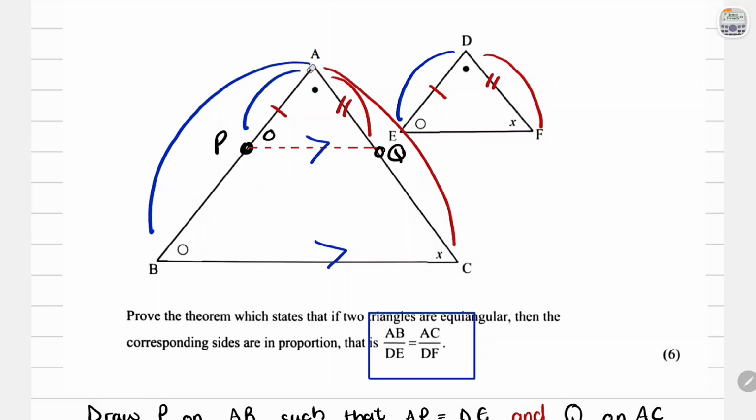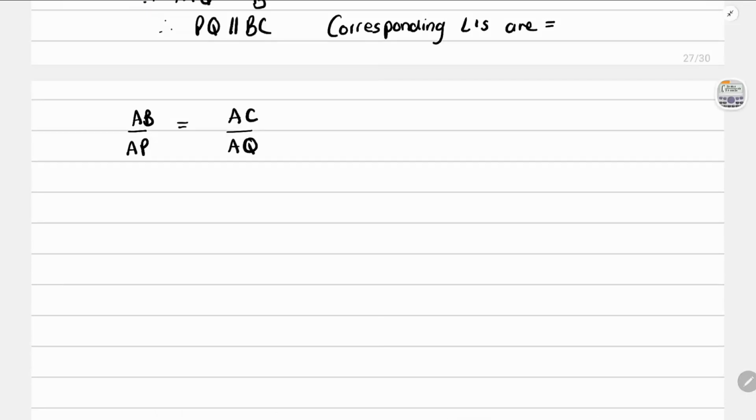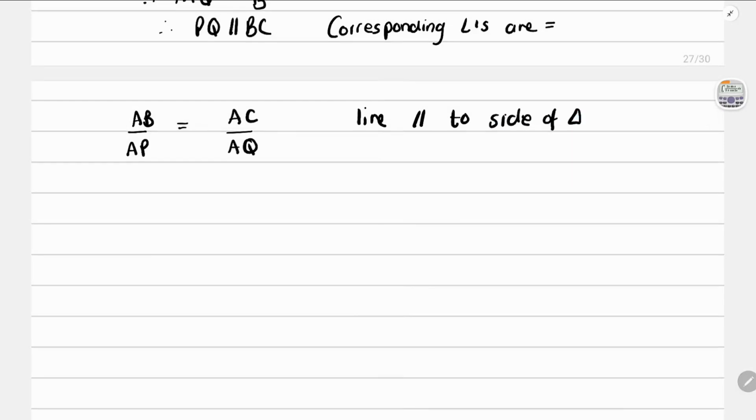So that's what we have to actually show them. We have to show them that because these two lines are parallel, it means that AB over AP is equal to AC over AQ. Okay, so that's what we have there. And we can go ahead and say that this is because of the proportionality theorem, or really just because we have a line parallel to one side of a triangle. You could just say side of triangle. Okay, so side of triangle.